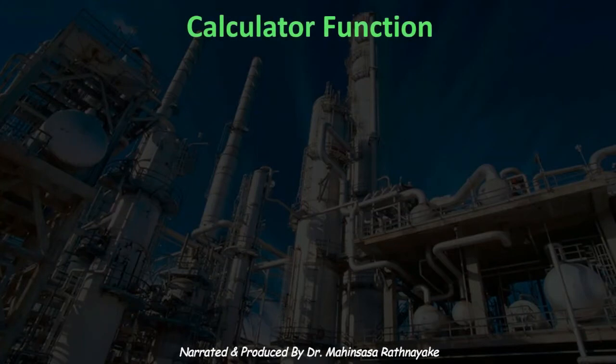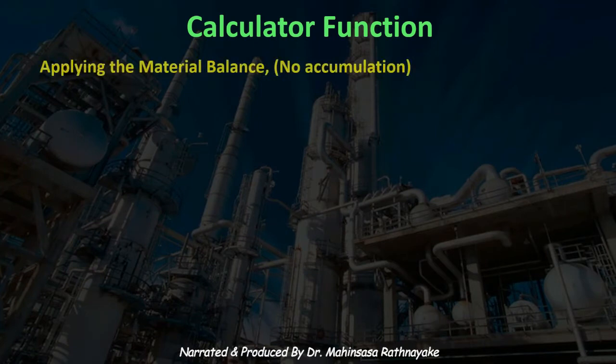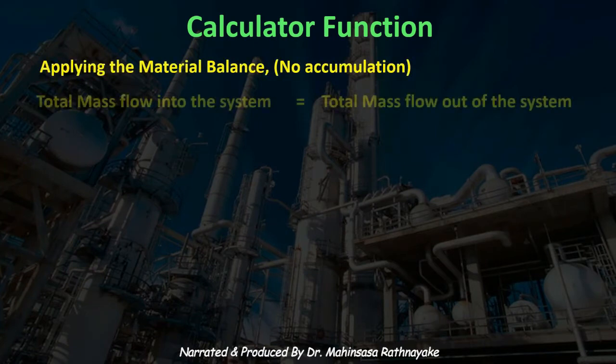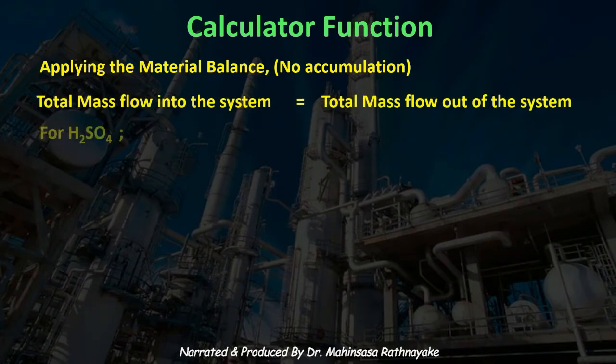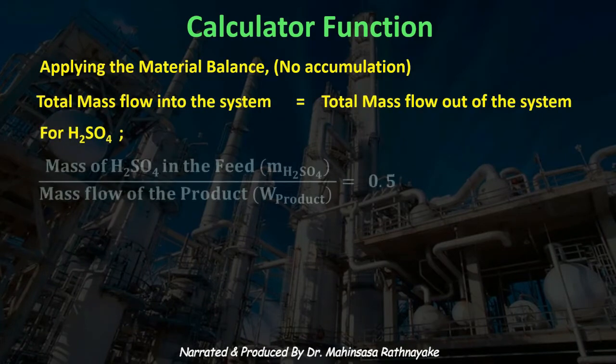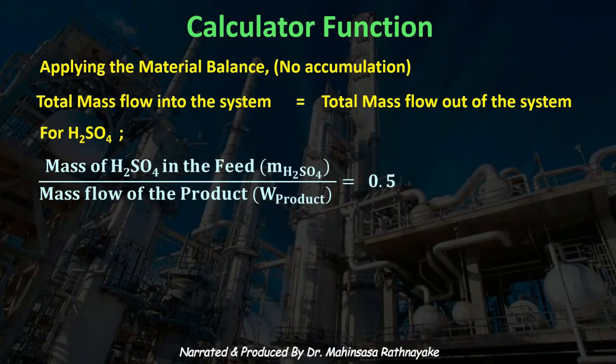Previously, we performed the manual calculation following the general material balance relationship. If we write the material balance in equation mode, we can write that the mass of H2SO4 in the feed is 0.5 times the total product mass flow rate. Let's symbolize the mass of H2SO4 in the feed as M sub H2SO4, and let's symbolize the total product mass flow rate as W sub product.